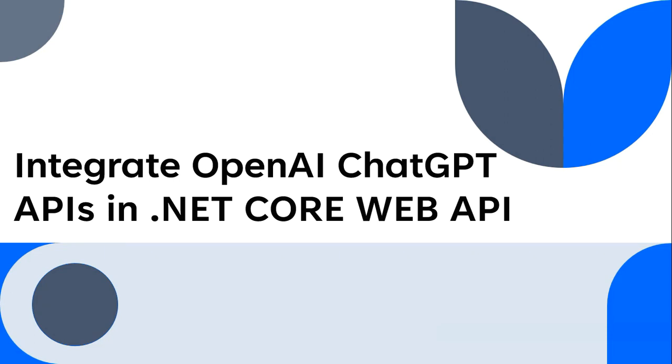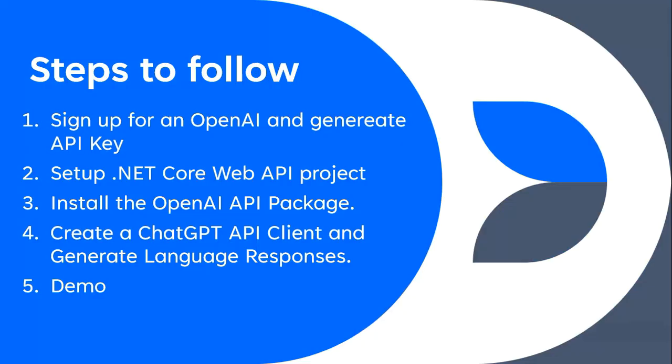Today we are going to see how to integrate OpenAI ChatGPT APIs in .NET Core Web API application. Let's see the steps. First of all, sign up for OpenAI and generate API key.